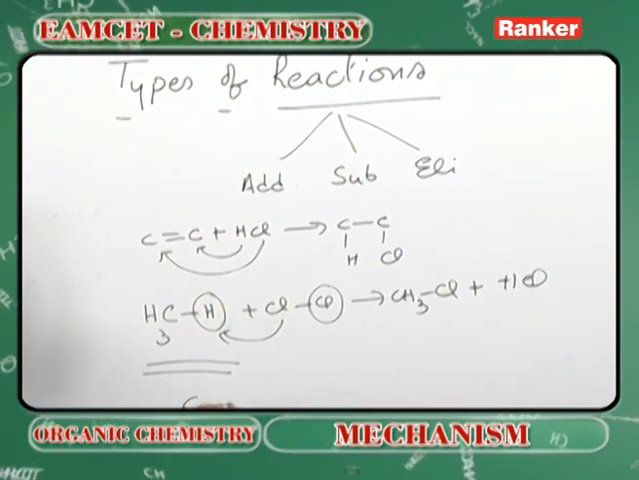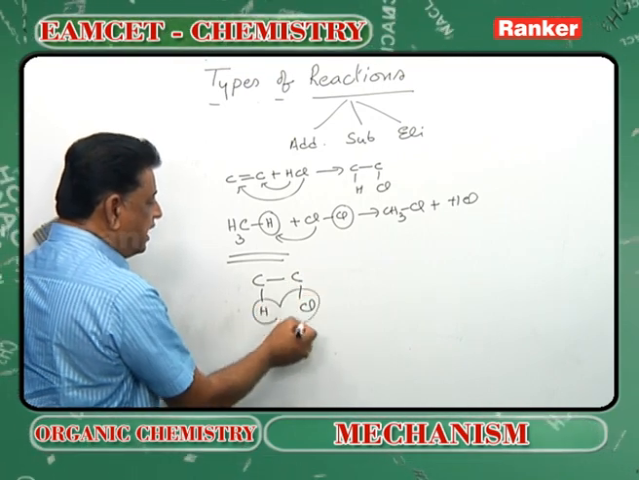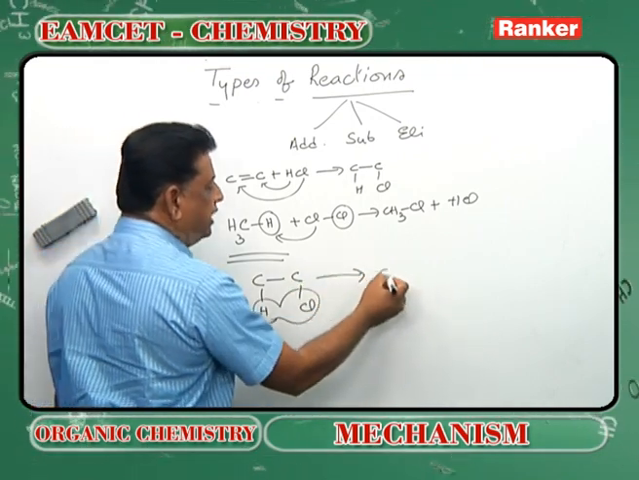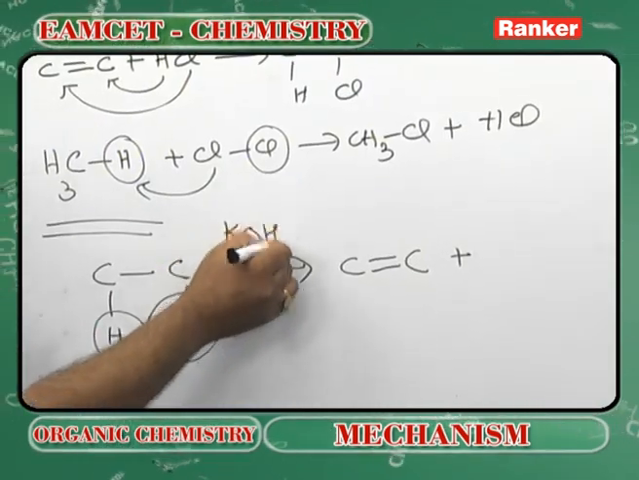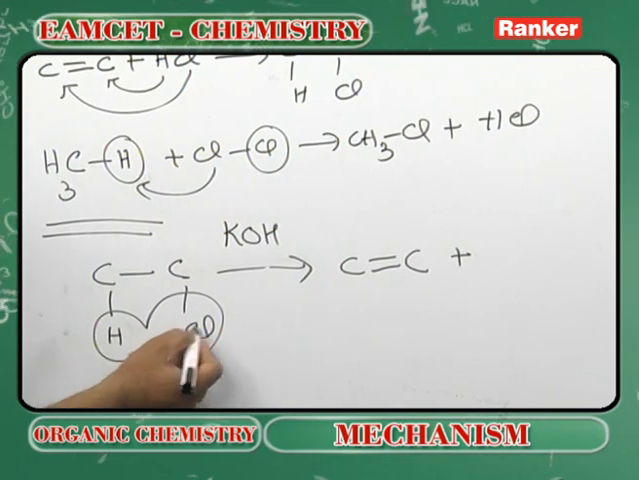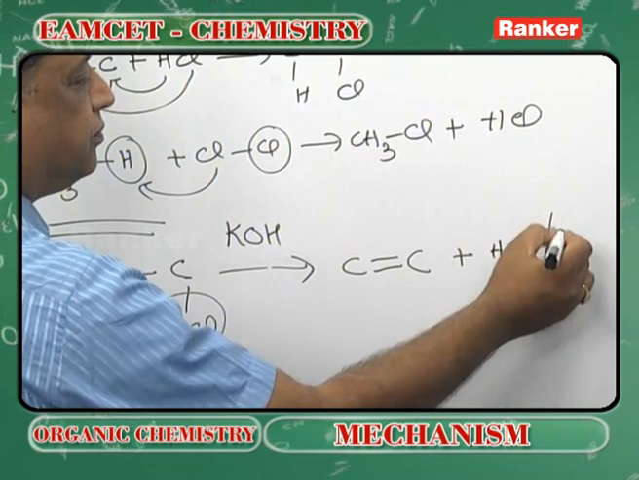In the elimination reaction, we have one hydrogen and Cl. These two groups are removed as HCl, so that an alkene is formed. For this, in general, we use a concentrated base, so that the acid and base neutralize to give water and KCl.